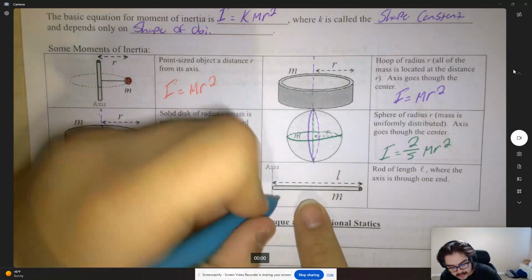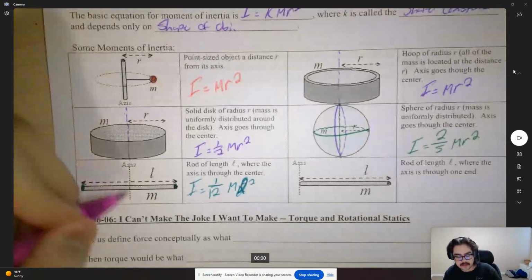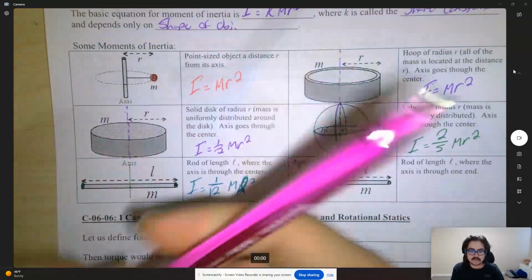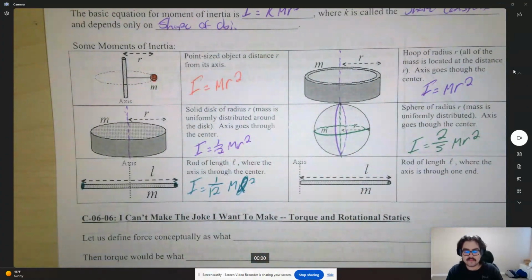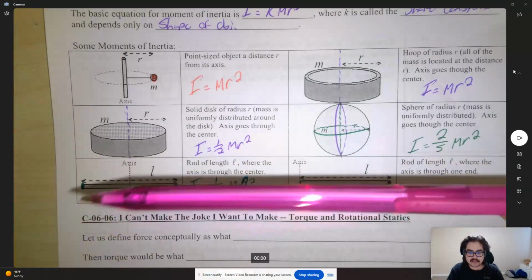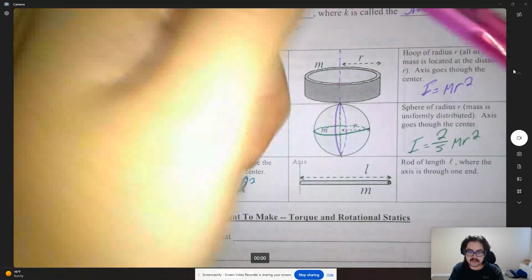And then for the rod of length L where the axis is through one end, we're not changing the rod; it's just being rotated about a different axis. Instead of rotating it around the middle, like this, I'm rotating it at the end, more like it's hooked on a hinge at one point, and I rotate it like that.